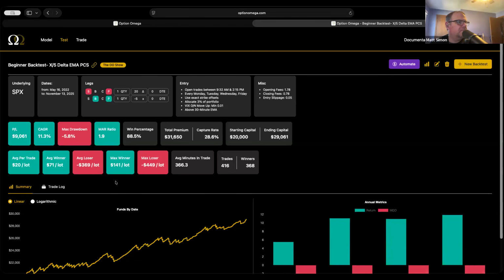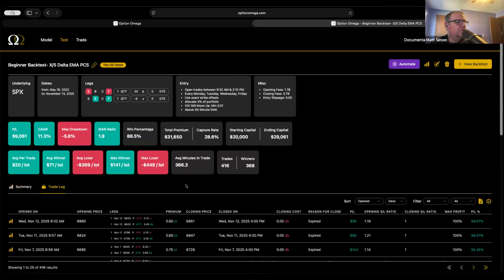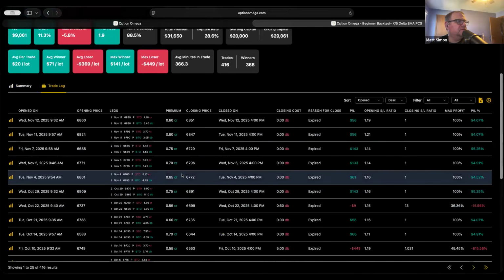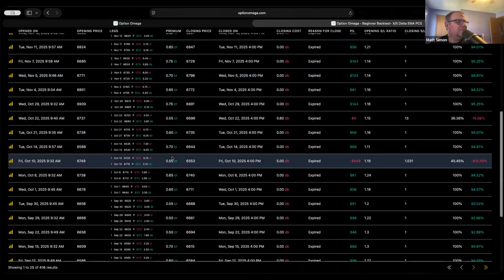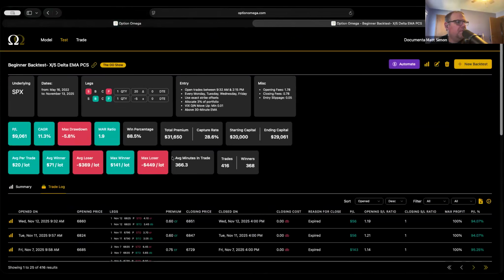So we look at the trade log here, and you can see that you're not getting a great amount of money, but you win most of the time, right? And this backtester is very fast and powerful. We can change the 20 delta. This is just literally a random number.